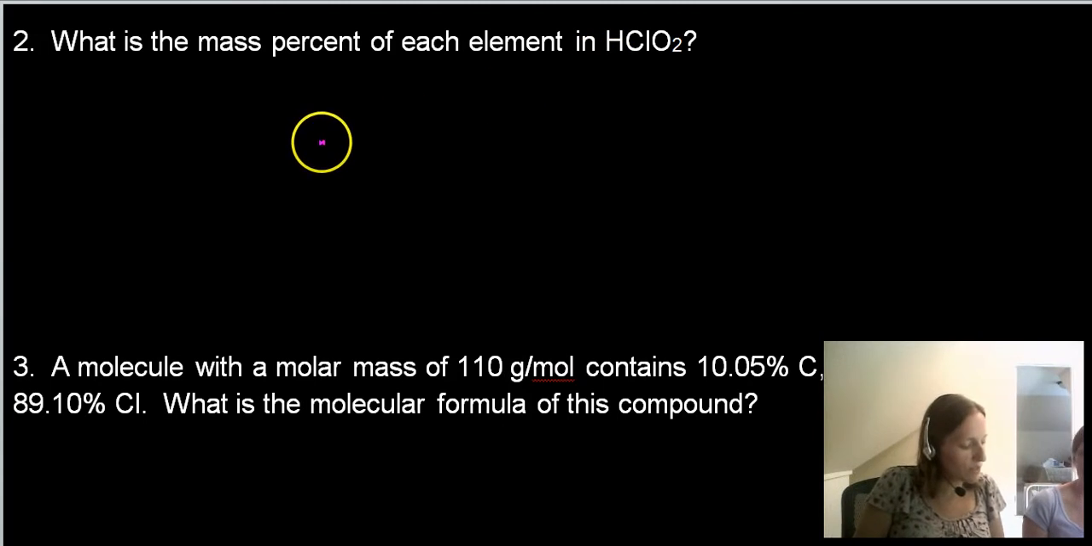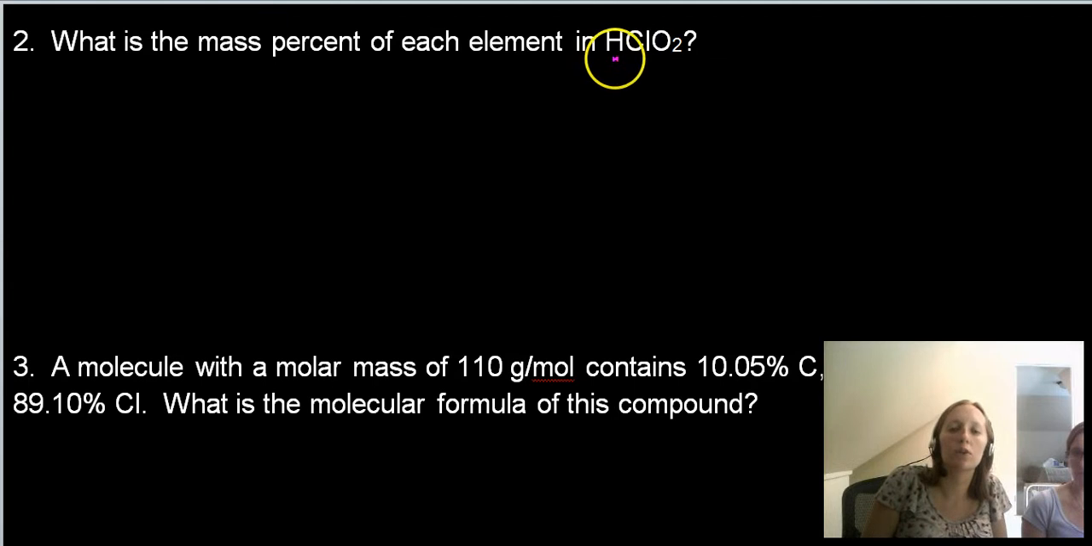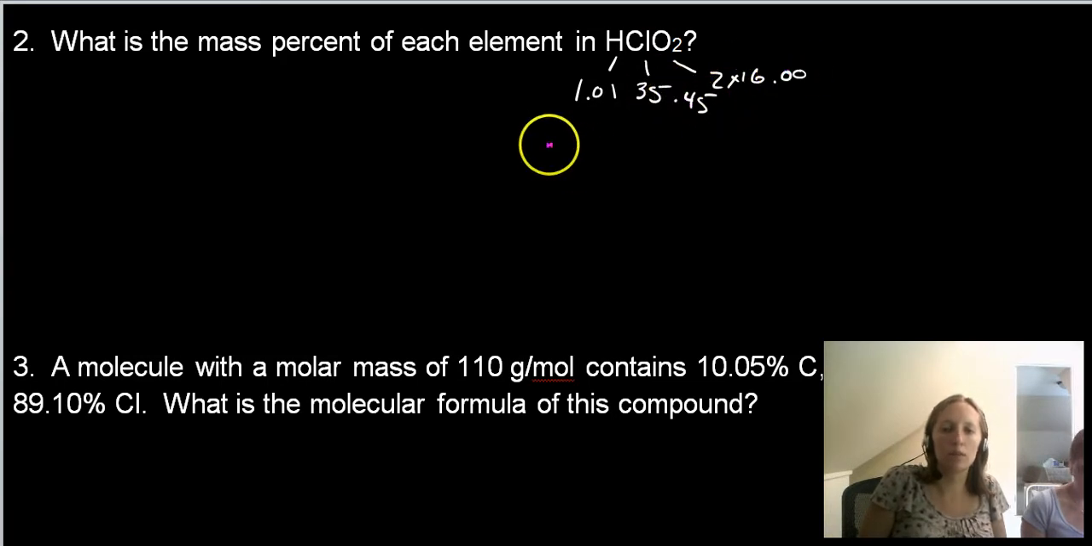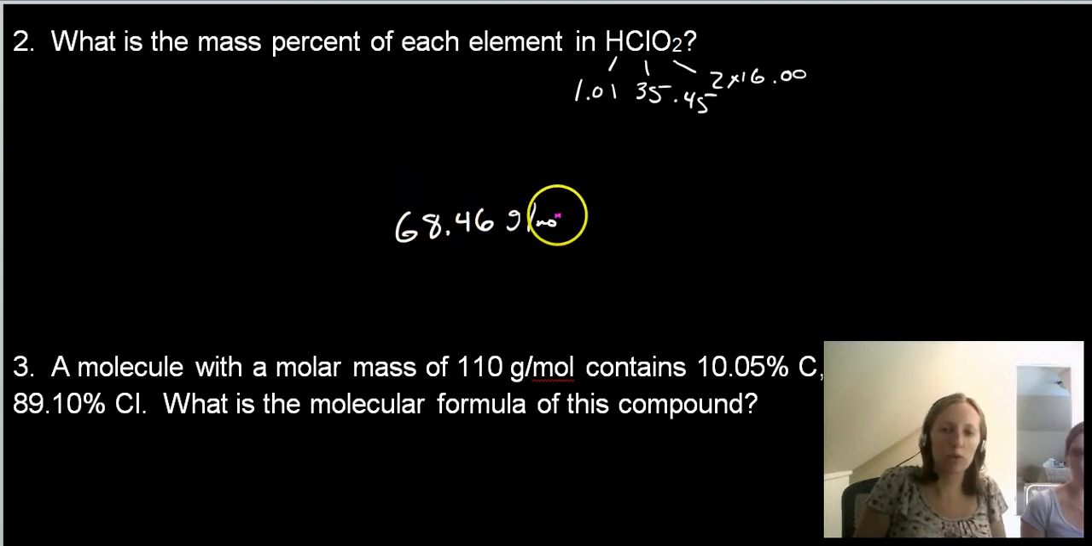We'll see. All right, what is the mass percent of each element in HClO2? This is going to be part over whole, so let's go ahead and calculate what the whole is. There's 1.01, there's 2 times 16.00, and chlorine, I believe, is 35.45. You add all those together, and I get 68.46 grams per mole for the whole compound.